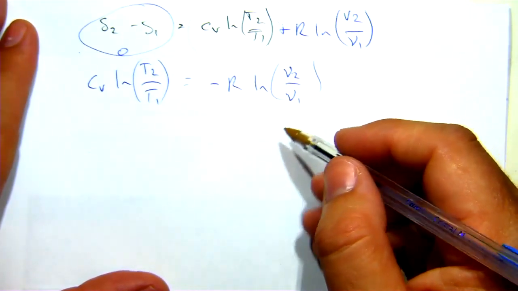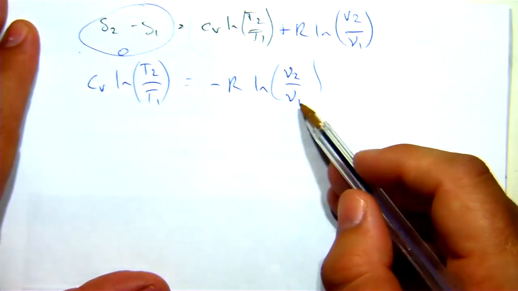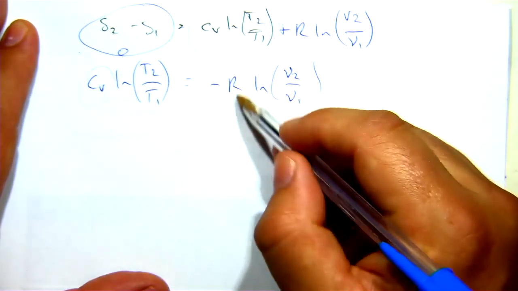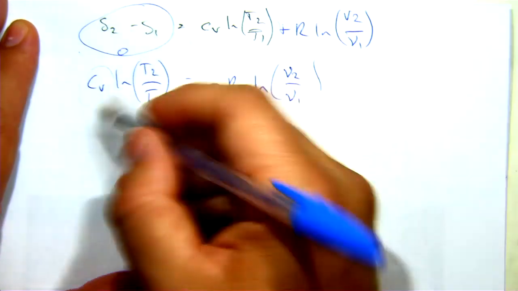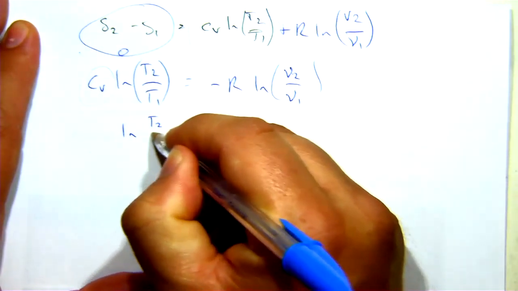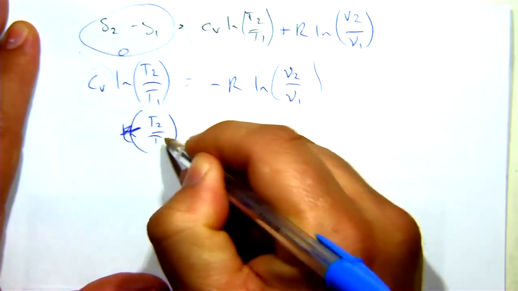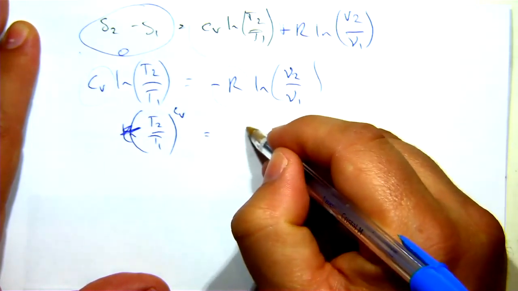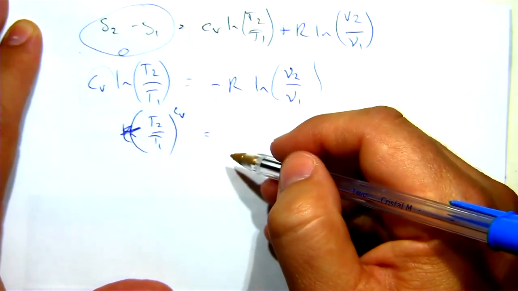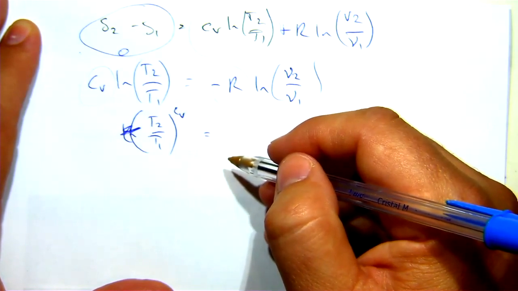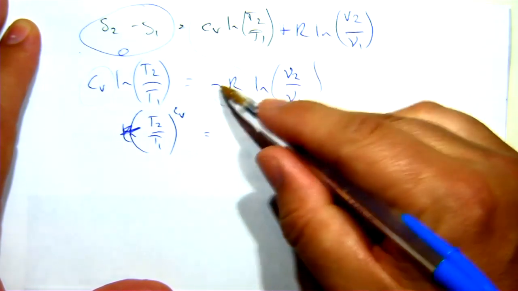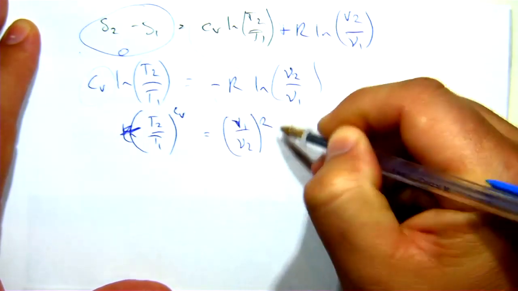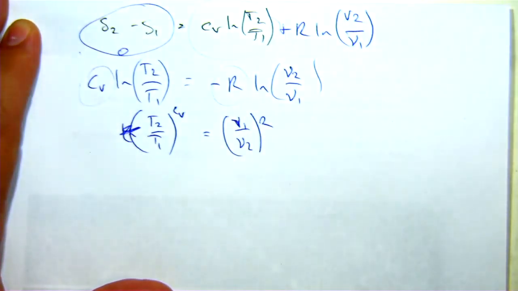Then we start to play around. Now, if I get rid of the logs, which is to say if I take the exponential of these equations, this is the exponent. This guy becomes T2 on T1 to the CV. This guy becomes, now what happens to my minus? If I've got a minus in the exponent, I could write this as V2 on V1 to the minus R, or I could write this as V1 on V2 to the R. Just taking the inverse of that statement.